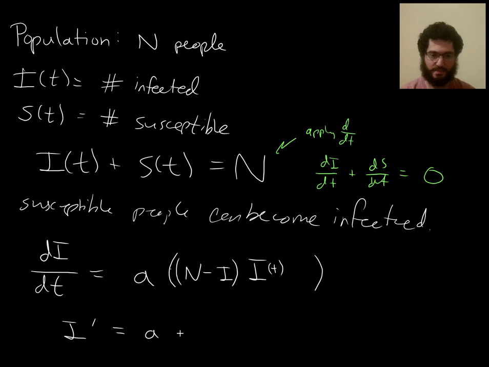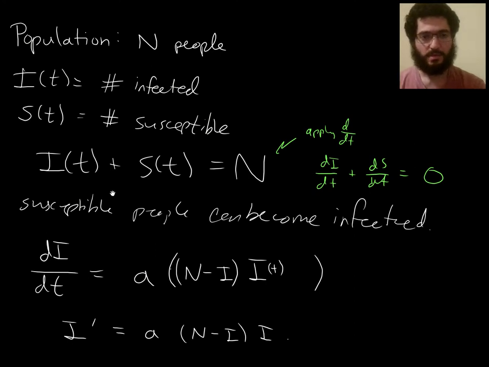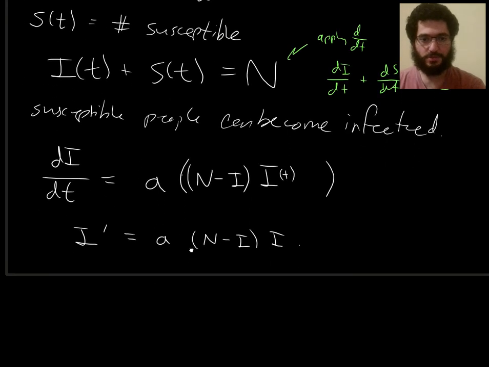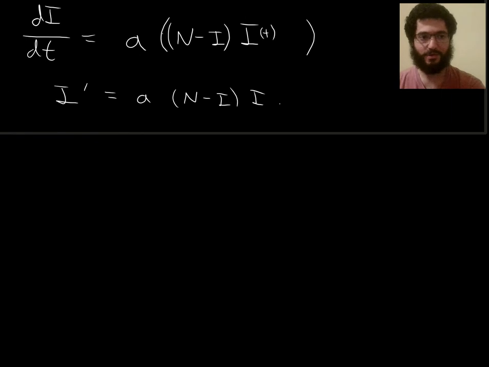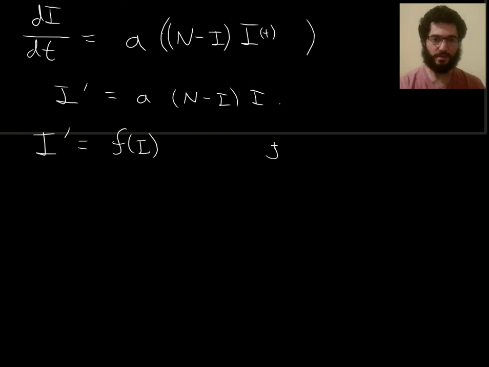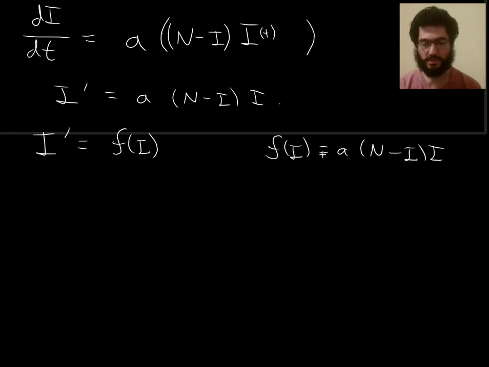I prime equals a times I times n minus I, where I is the number of infected people. All right, well, this is an autonomous differential equation. So we can do a phase line type of analysis. So this looks like I prime equals, and then some function of I, right? Where the function of I is this. And it's a function of I alone. No explicit time dependence is showing up. There's only time dependence through the way in which I depends on time.